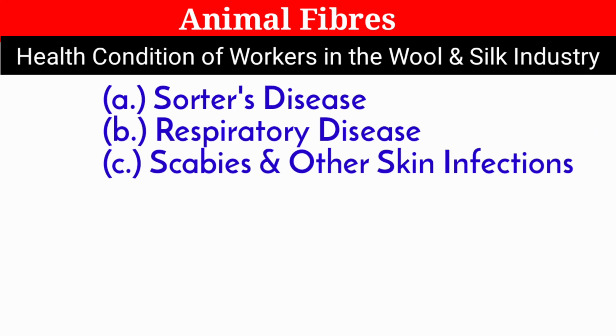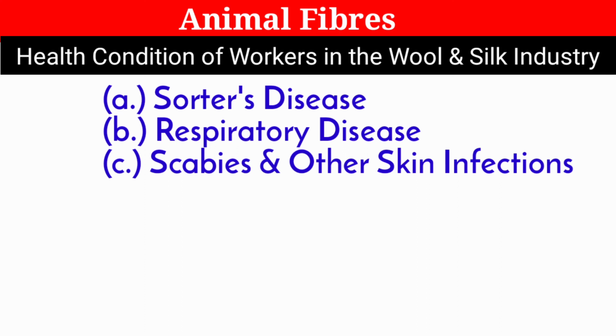Now talking about workers' health. Many workers work in the silk and wool industries in order to obtain fibers. During the extraction of wool and silk, they face a number of problems like sorter's disease. Sorter's disease means a problem related to the blood. Second one is respiratory disease. Respiratory disease means problems created in inhalation like asthma and other bronchial problems.